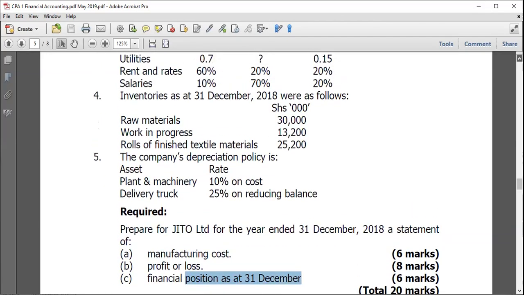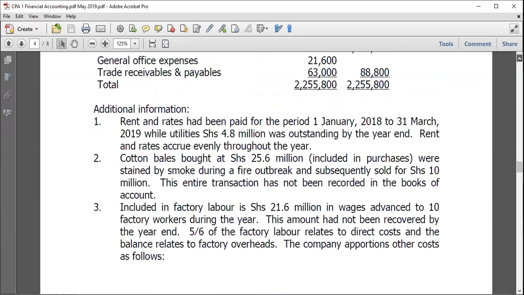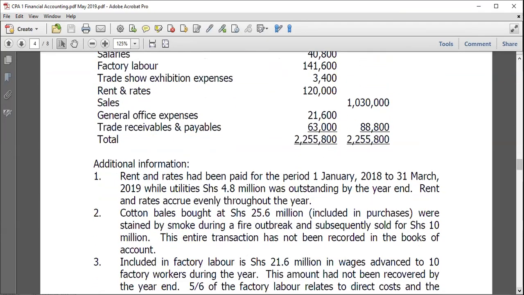They have given it very few marks, meaning it's not very detailed. So they also come here and tell us something about additional information. They're telling us that rent and rates had been paid for a period 1st January 2018 to 31st March 2019, while utilities of 4.8 was outstanding by the year end. Rent and rates accrue evenly throughout the year. That is the first thing they have told us.